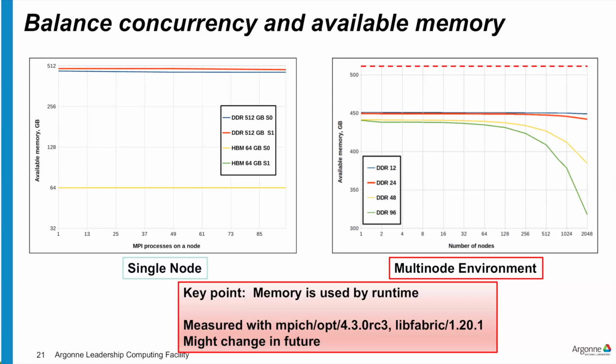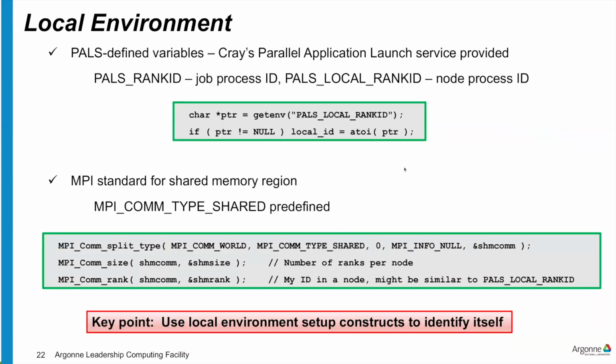So the typical amount of memory available to a user on multi-node environment is below 450 gigabytes per second. A few words about the local environment. I already used this during my examples.